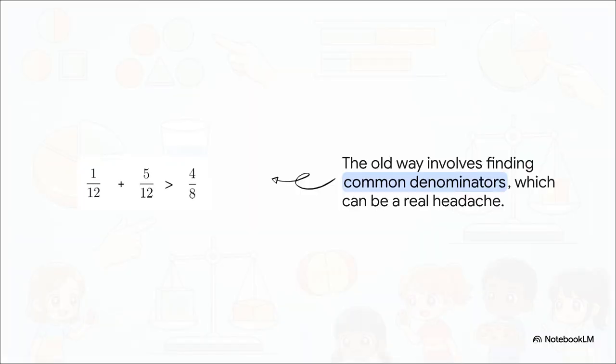Now, you could have figured this out the old-fashioned way. Add 1/12 and 5/12 to get 6/12, then find a common denominator with 4/8. Let's see, that's 24, and honestly, my brain already hurts just thinking about it. But that's the old way. We're here for the shortcut.